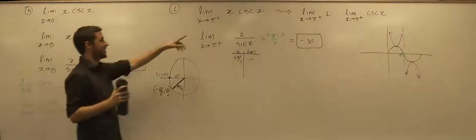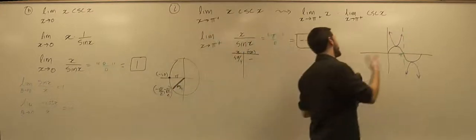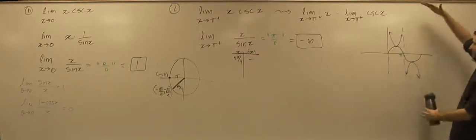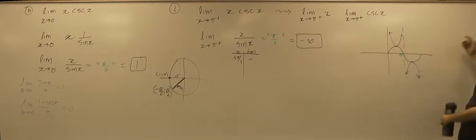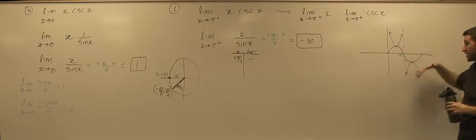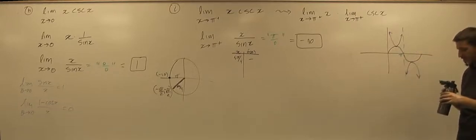I honestly don't know what this graph looks like. I mean, the x is gonna make it stretch out in a proportionate way, right? As x gets bigger, it stretches it out more. But it's certainly not going to change the asymptotes. It's not going to change the sign. S-I-G-N.